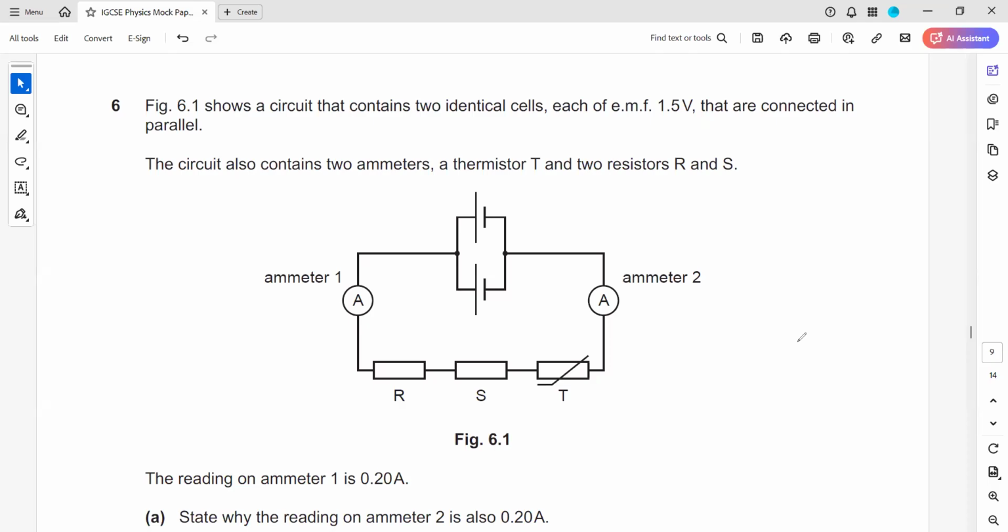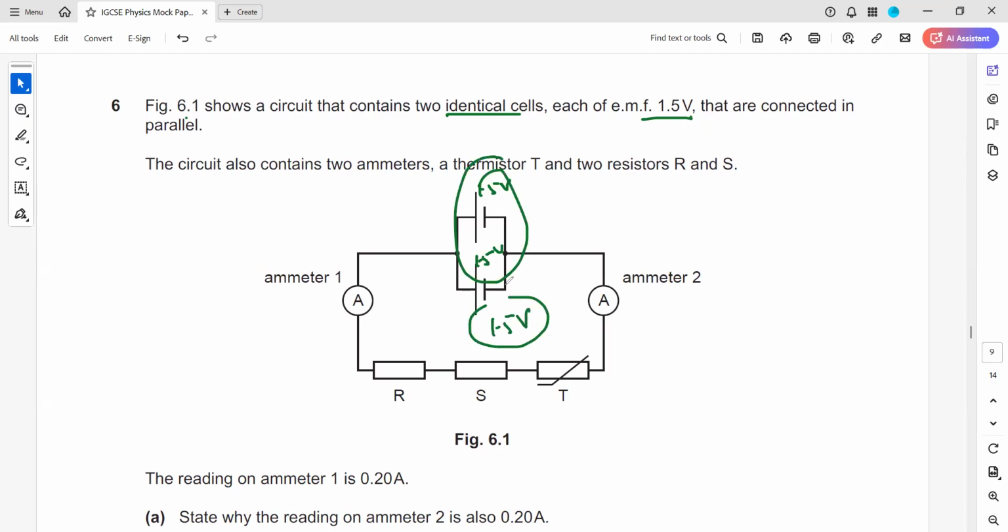So this is a continuation of our discussion for the mock paper 4 set 2. As you can see, first I'll explain the circuit here. You can see figure 6.1 contains two identical cells of 1.5. So this is 1.5 and this is 1.5. What will be the total? The combined will also be 1.5.